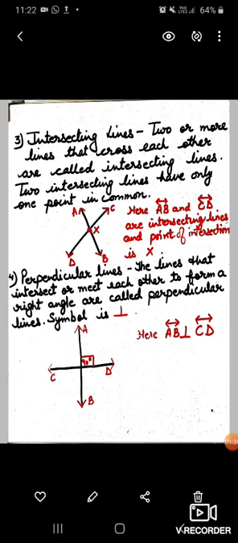Now next is perpendicular lines. The lines that intersect or meet each other to form a right angle are called perpendicular lines. Symbol is shown to you, and here the two lines which are perpendicular to each other are AB and CD. Here AB is perpendicular to CD.